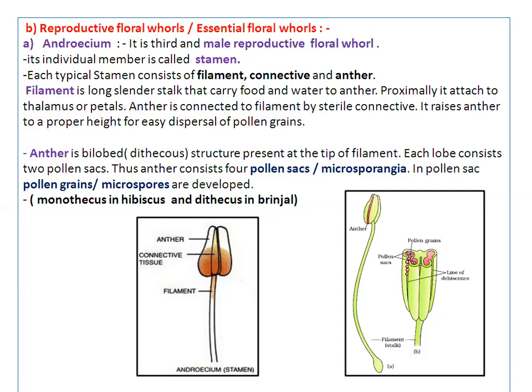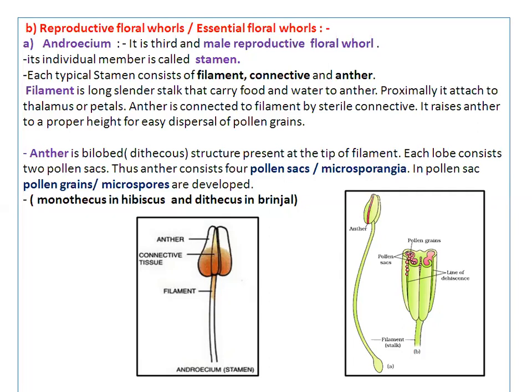In angiosperms, the anther is bilobed or dithecous, having two lobes, therefore it is known as dithecous. The anther is present at the top of the filament. Each lobe consists of two pollen sacs, or two pollen chambers, as you can observe in the next figure. The pollen sac is also known as a microsporangium.